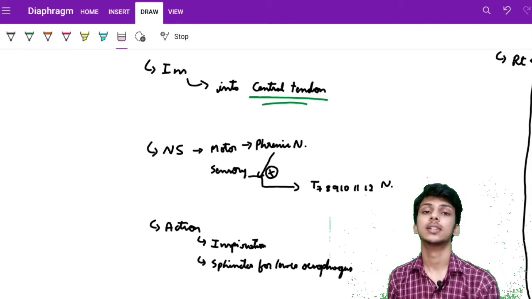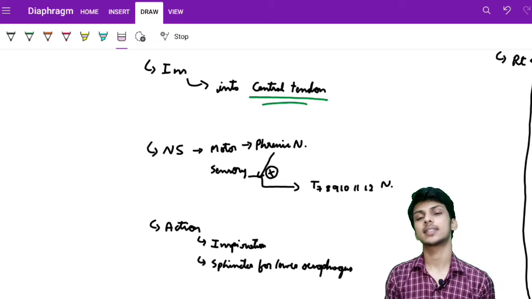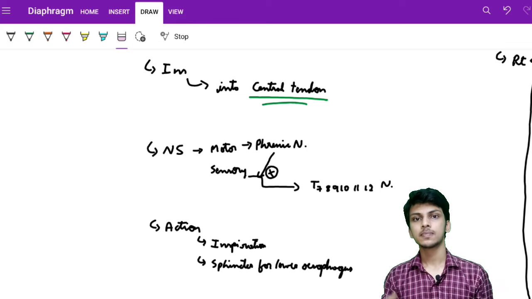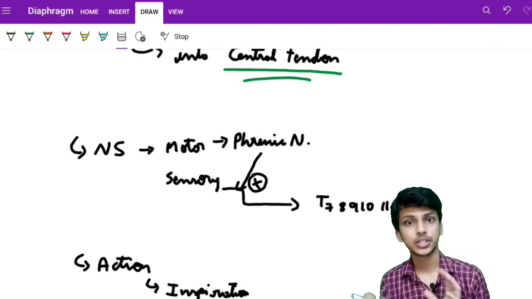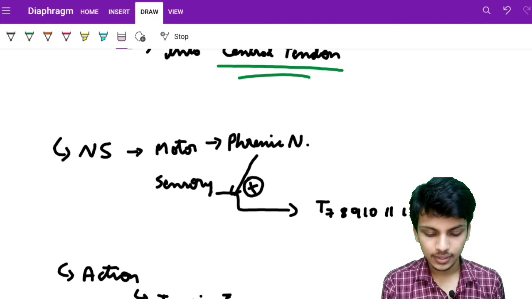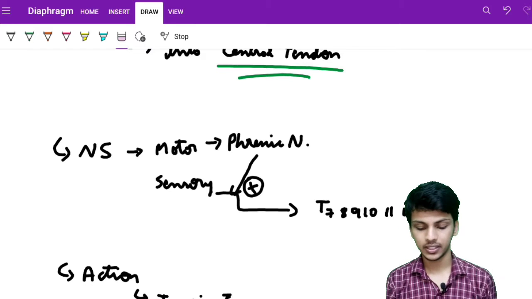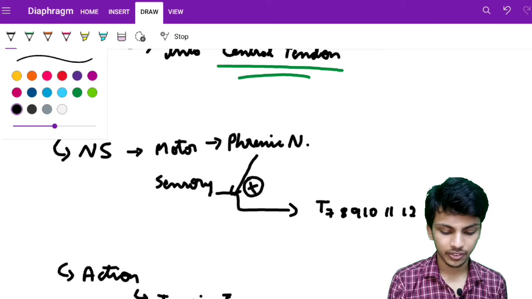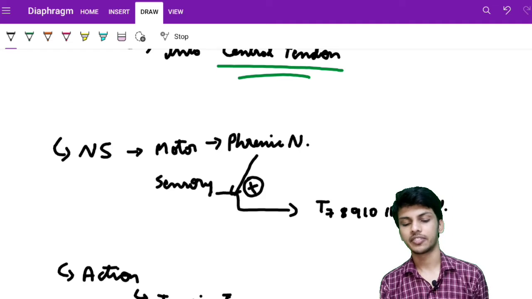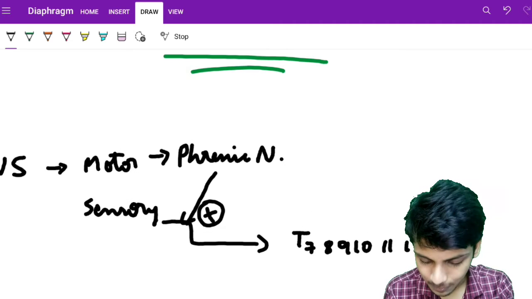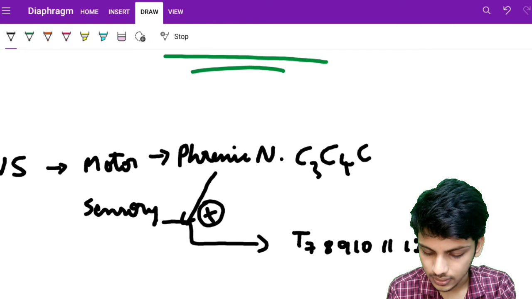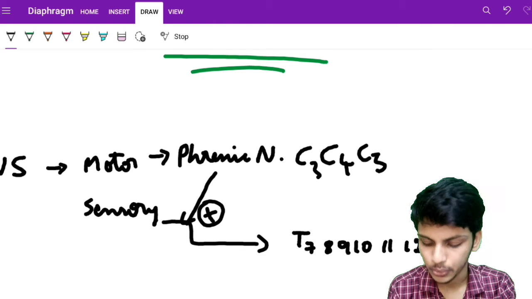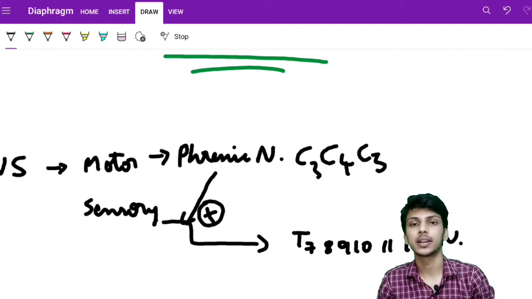The diaphragm is a voluntary muscle, so it has a nerve supply, right? We are breathing, it's under the control of the central nervous system, and it's under conscious control too. So the motor innervation is given by the phrenic nerve. Phrenic basically means diaphragm. So what is the root value of the phrenic nerve? C3, C4, C5 is the root value of the diaphragm. C4 is the main part.